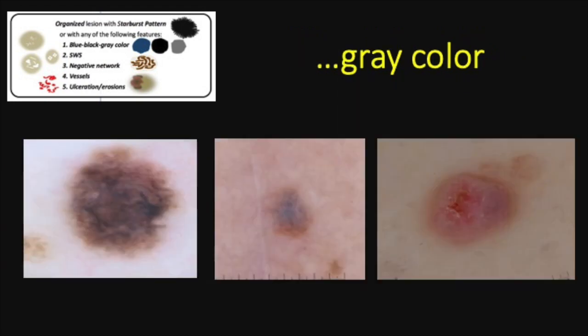Gray color we added because gray is the most sensitive feature of lentigo maligna. In fact, about 97 or plus % of lentigo malignas will have gray color. So since we want to encompass all melanomas, put in gray as well. So gray color for melanoma.